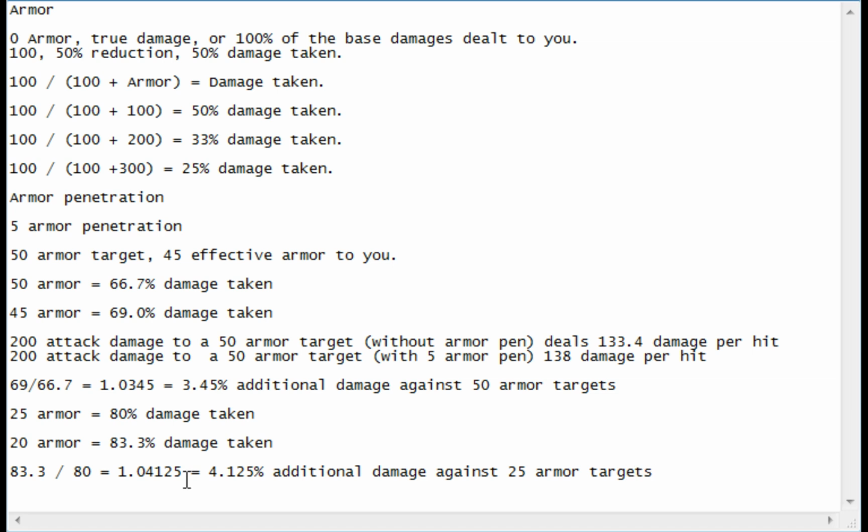Now you can tell, just from these two numbers and the math I've just done here, the lower their armor, the more effective that 5 armor penetration will be. 5 armor penetration gives you 4.125% additional damage with all of your physical damage.